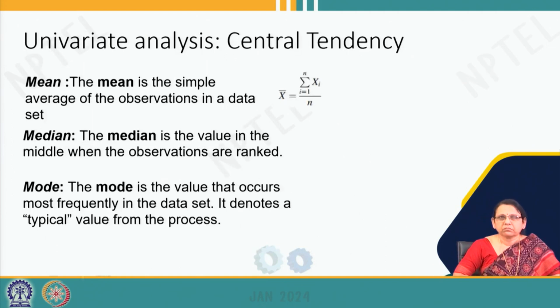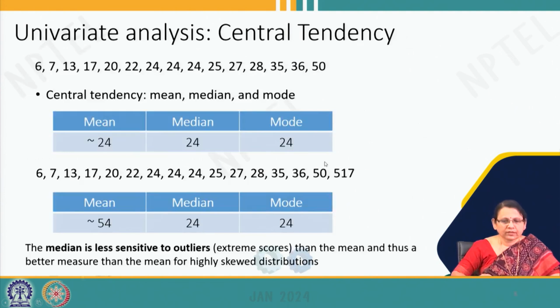Okay. So, measurement of central tendency, as you know, can be done using three different statistics. One is mean, median and mode. These are the measures of central tendency. So, this you already know. However, I have to make you aware of a little bit more detail. Consider this particular data.